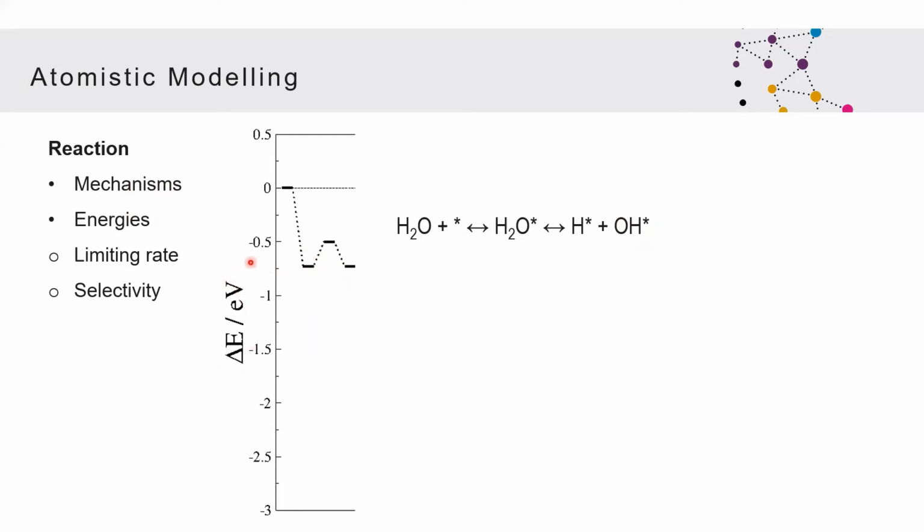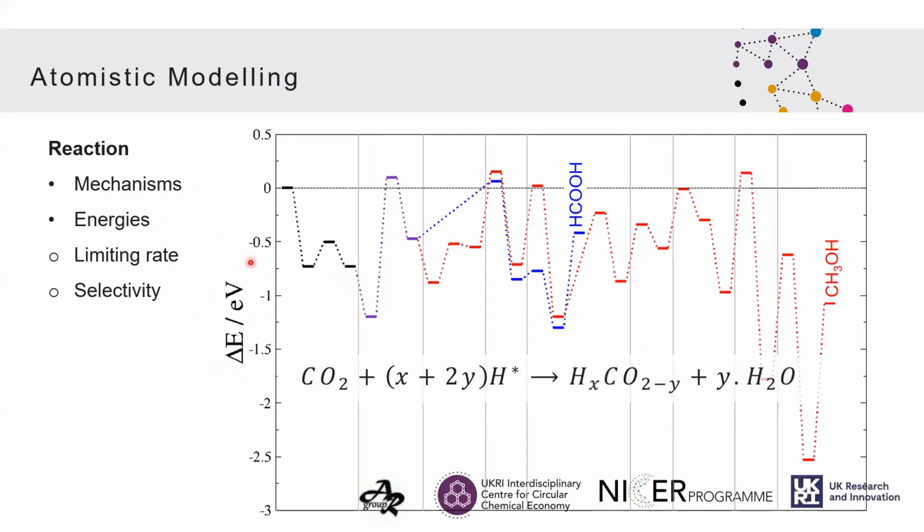We can extend this process to, for instance, carbon dioxide reduction. We can have different mechanisms for the conversion leading to different products. For instance, the hydrogenation of carbon dioxide might bring you to formic acid or to methanol.